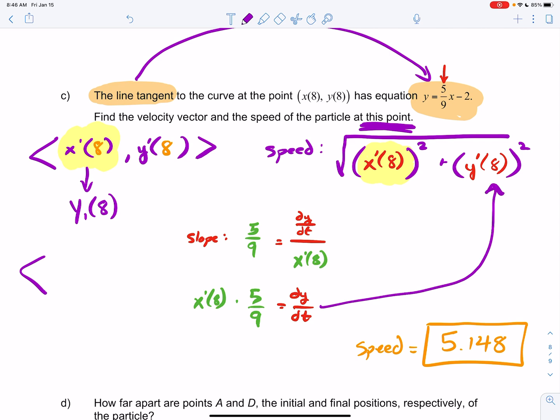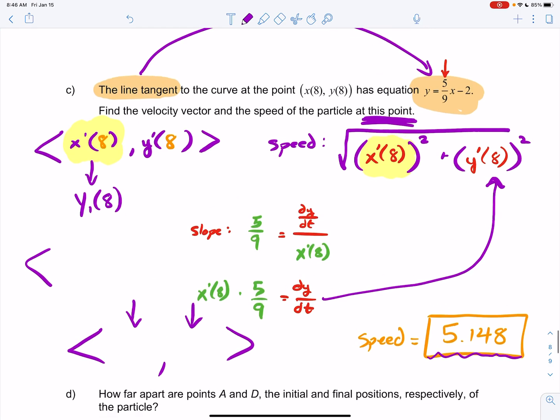It's kind of tough because I don't have a calculator with me. But some things that you want to point out: you should have two different answers. You should have a velocity vector, with 3 decimal values in each of these coordinates. And your speed, I do have the answer. Your speed should come out to 5.148. So you know you did it right if you got that. If you didn't, just let me know and I'll sit with you and take a look at your computations. All right, last one.